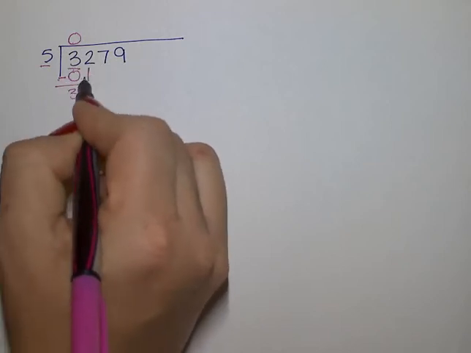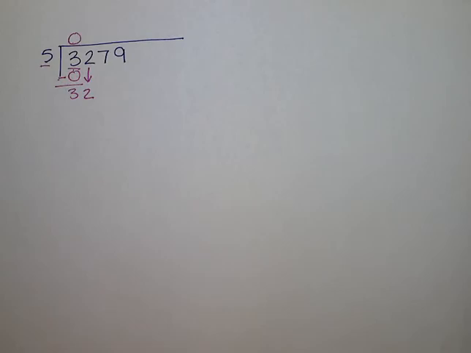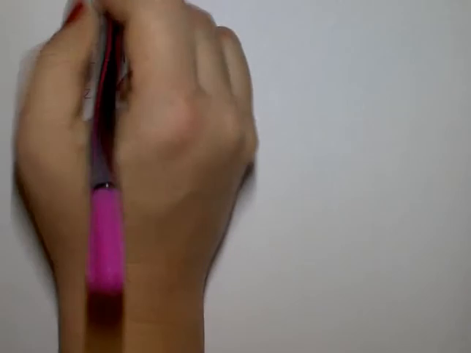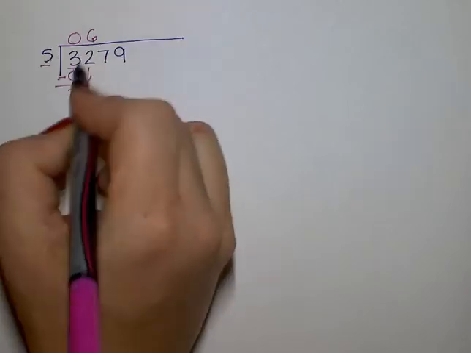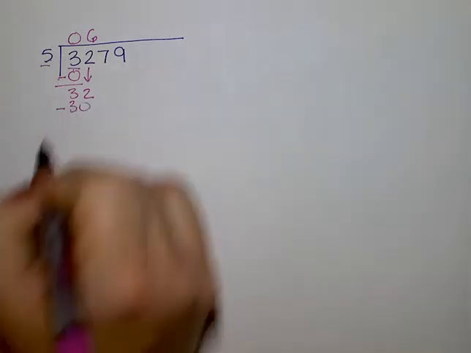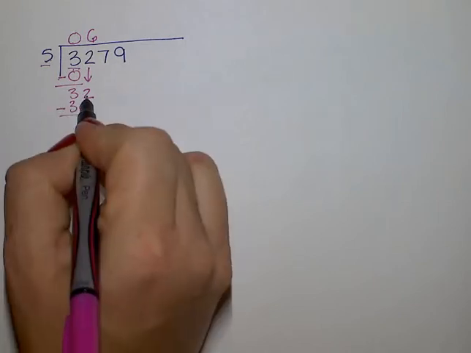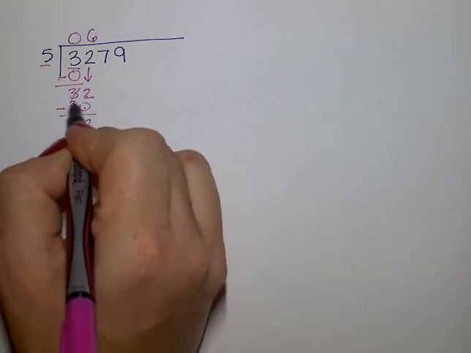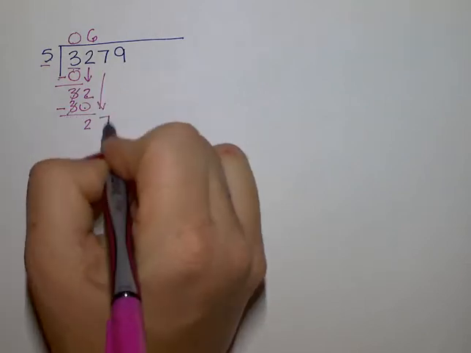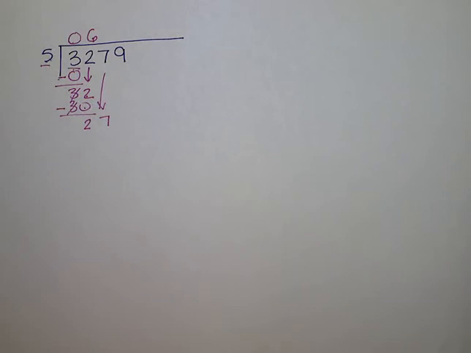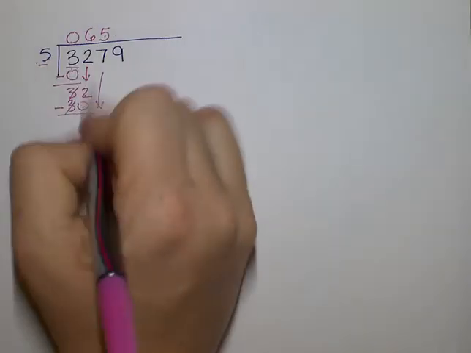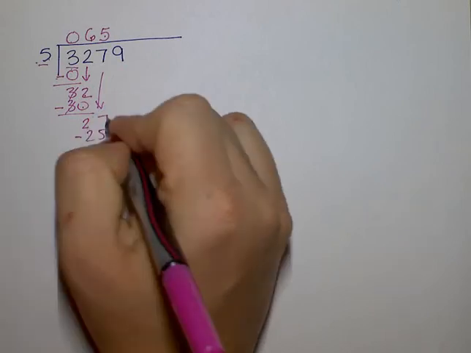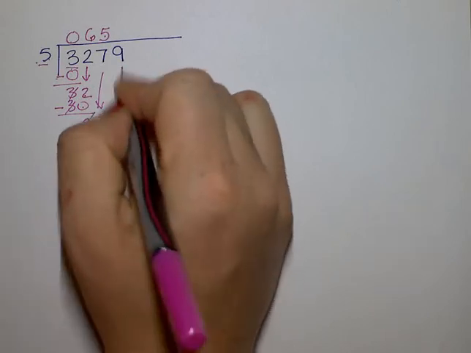Bring down the 2. Can 5 fit into 32 without going over? Yes. How many times? It can fit in 6 times without going over. 6 groups of 5. 6 times 5 is 30. Change the sign and subtract down. 2 subtract 0 is 2, and the 3's cancel out. Bring down the next number. Can 5 fit into 27? It can. 5 times without going over. 5 times 5 is 25. Change the sign, subtract down, and bring down the last number.